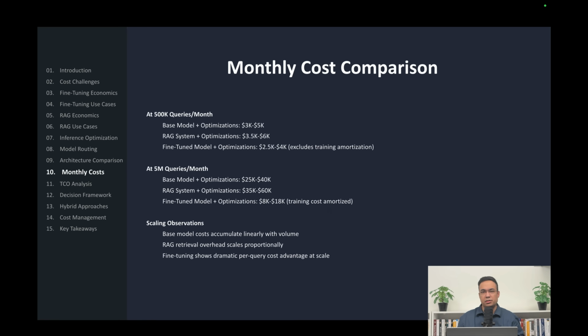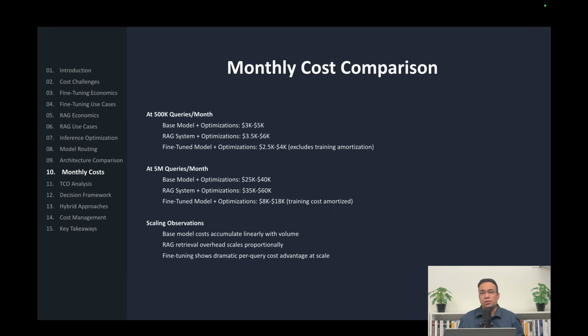RAG system plus optimization runs roughly $3,500 to $6,000 per month. You have the additional costs of vector database hosting, embedding generation for queries, and larger context windows. Fine-tuned model plus optimization runs roughly $2,500 to $4,000 per month, but this does exclude the training cost amortization. So if you just trained the model, you need to add the portion of that $25,000 to your monthly cost until it's fully amortized. Now, at 5 million queries per month, this picture changes dramatically.